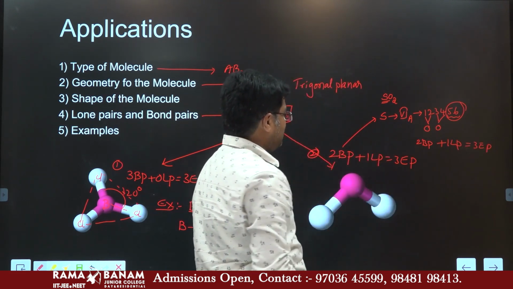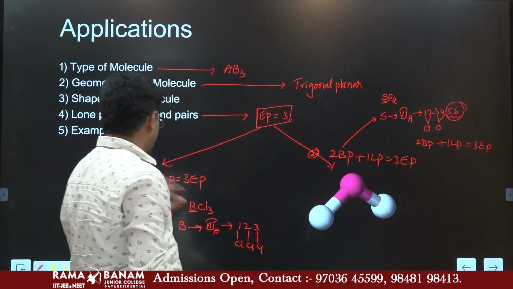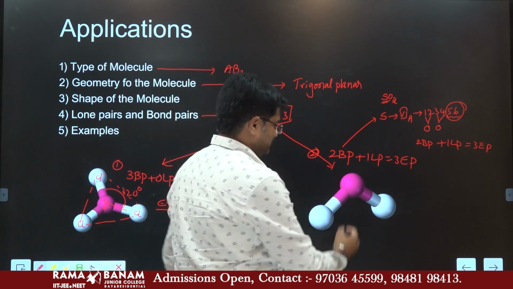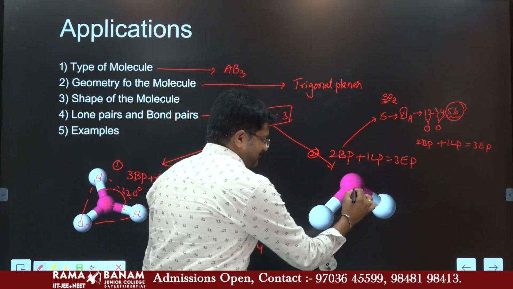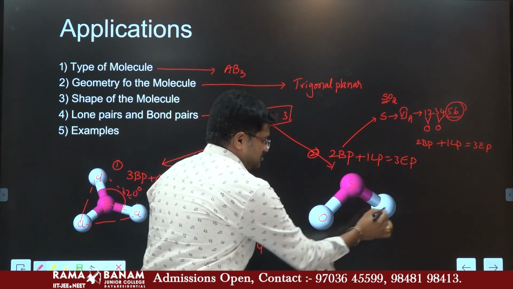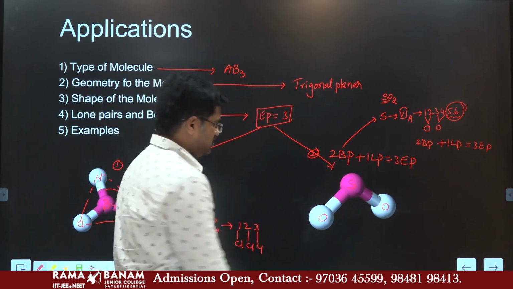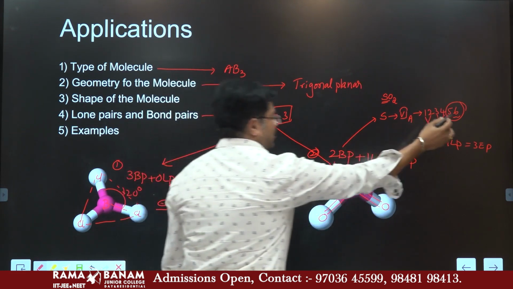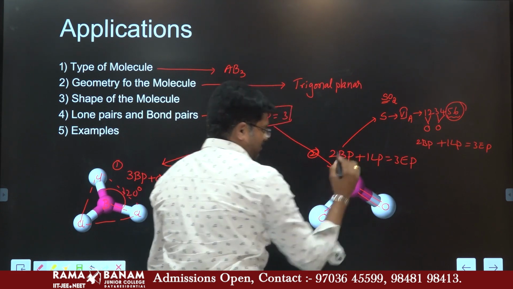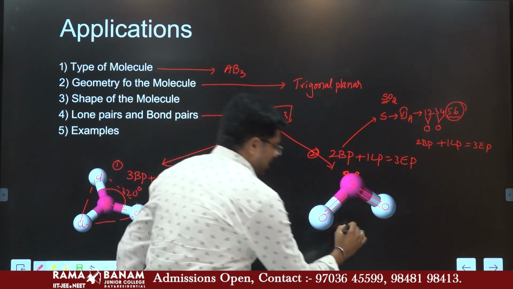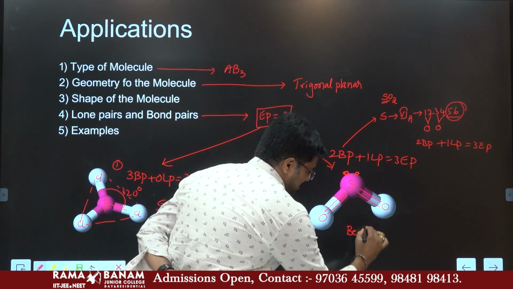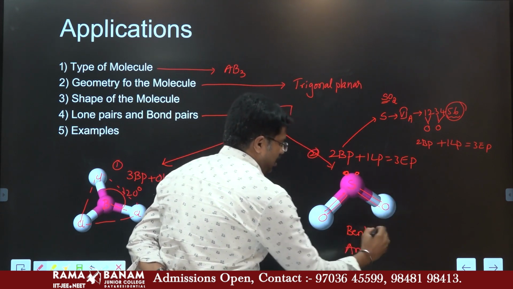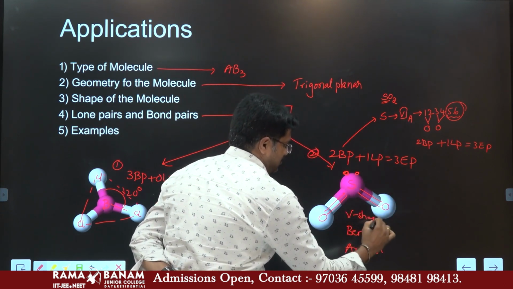The expected geometry of the molecule is trigonal planar, but the actual shape is V shape or angular shape. This is the sulfur atom. These are the 2 oxygens. Double bond, and 1 lone pair. This is bent shape, or angular shape, or V shape.